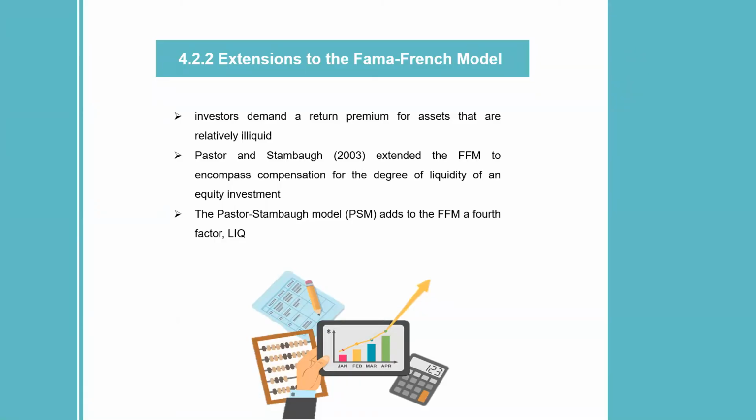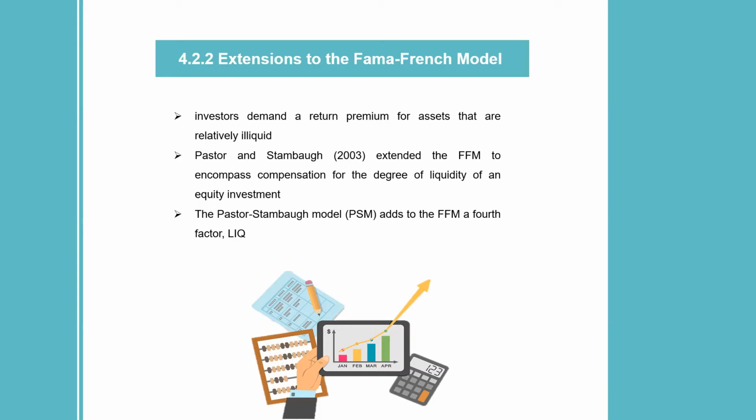Next, there have been extensions to the FFM. The thought process behind the FFM, of extending the CAPM to capture observed patterns in equity returns which differences in the CAPM beta appear not to explain, has been extended by other researchers. One well-established relationship is that investors demand a return premium for assets that are relatively illiquid. Pastor and Stambaugh in 2003 extended the FFM to encompass compensation for the degree of liquidity of an equity investment.